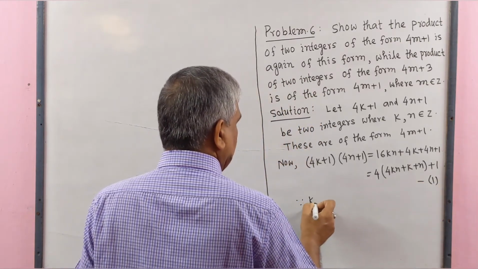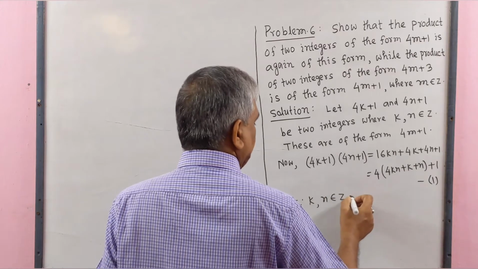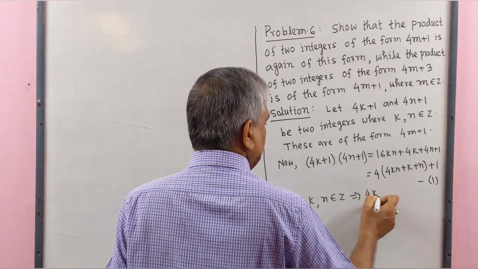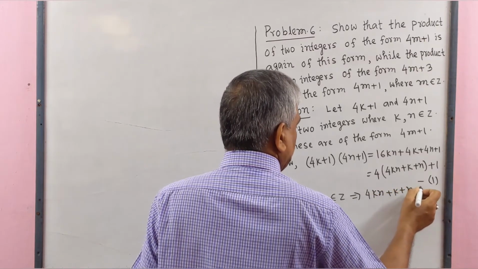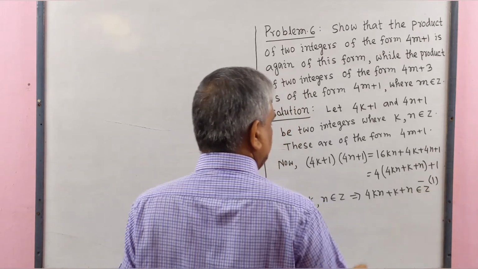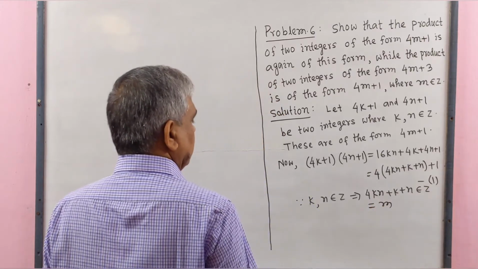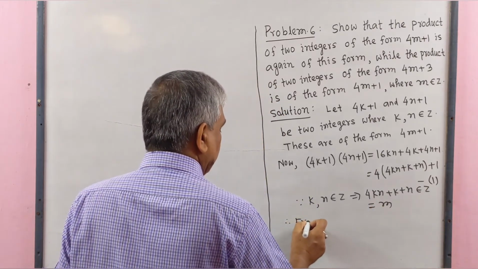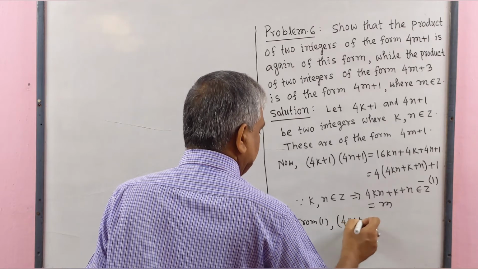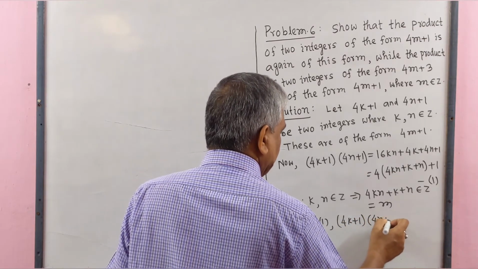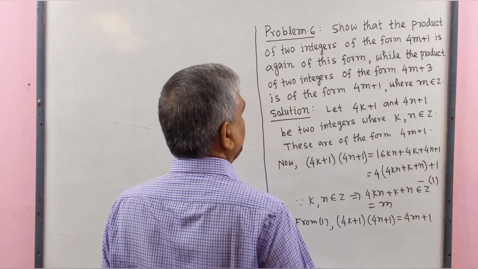Since k and n are integers, it implies that 4kn plus k plus n is also an integer. Let this equal to m. Therefore, from 1, 4k plus 1 multiply 4n plus 1 equal to 4m plus 1. Proved.